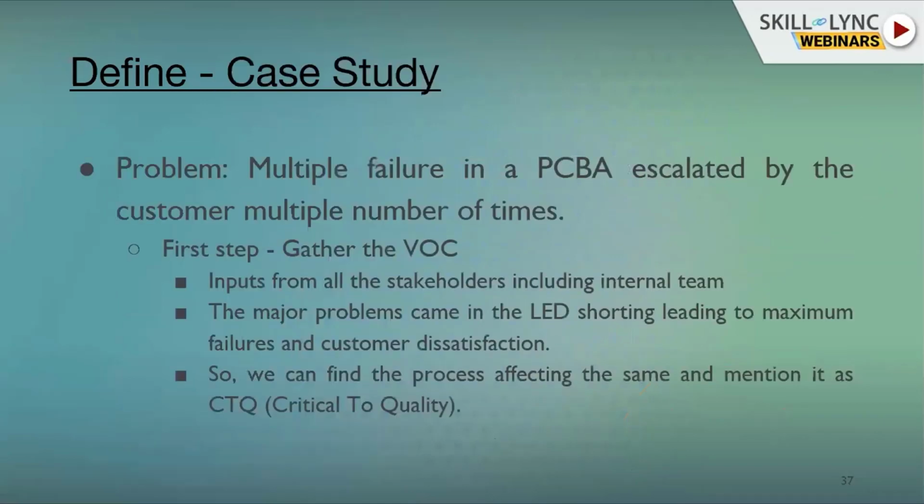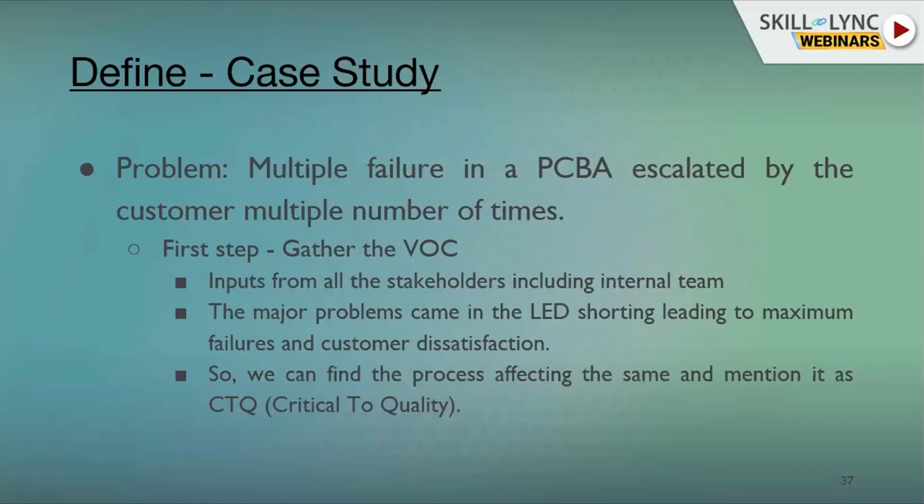So this was a real-time case study in our company. There was a PCB, printed circuit board. Electronics engineers will understand very well, and I myself am an electronics engineer. So sorry, please, I took this topic. Don't beat me up after this webinar. So this is like the printed circuit board assembly.